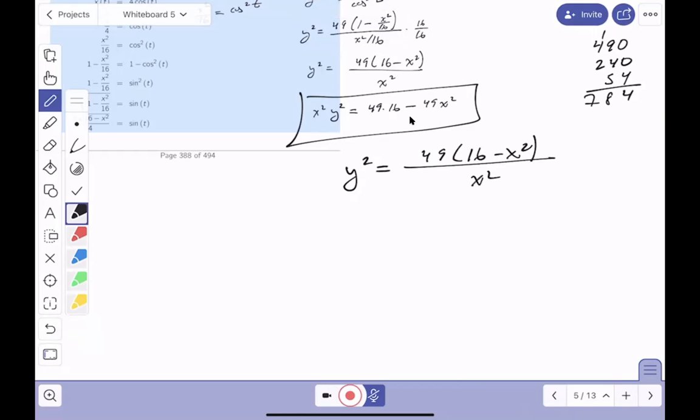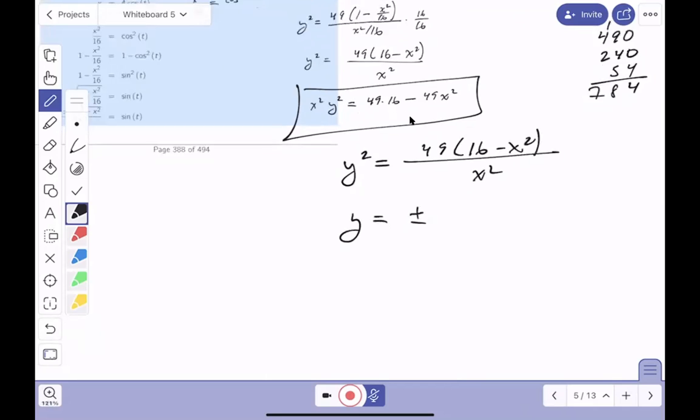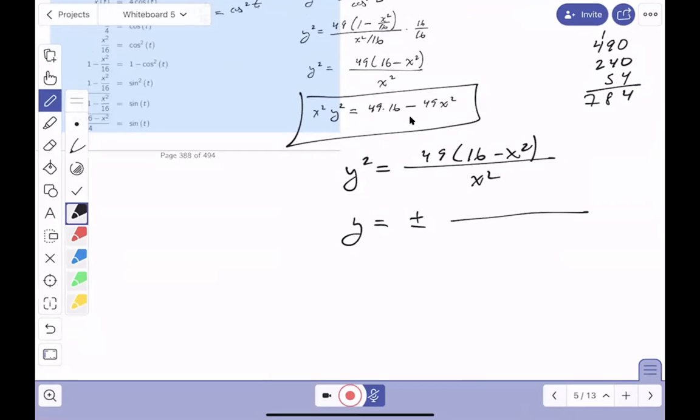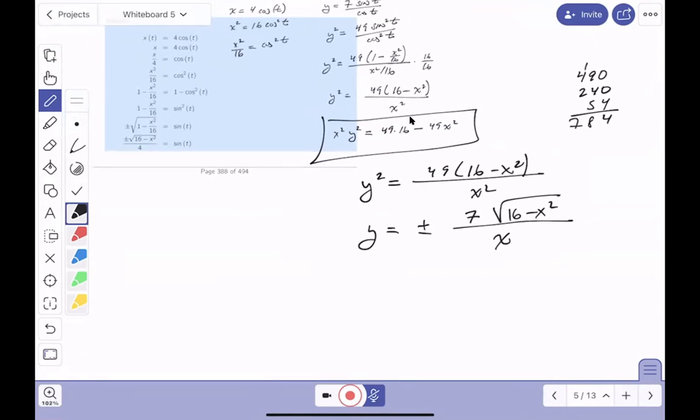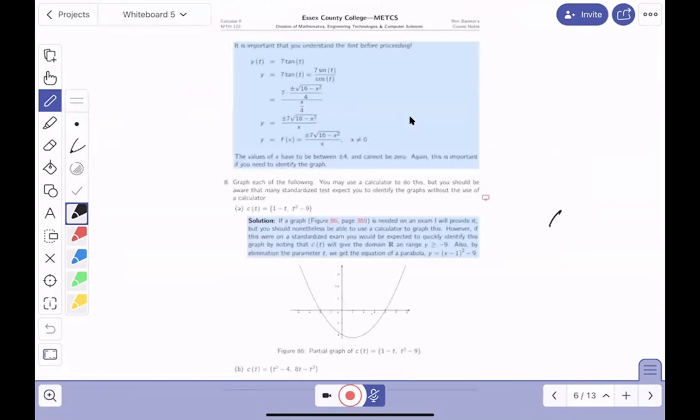x squared here. And then you use square root rules. What do you get? y equals plus or minus the square root of that, which isn't so bad. The square root of 49 is 7. And then I get the root of 16 minus x squared. And the square root of x squared, if you want to put the absolute value, you can, but x. All right. So let's take a look. I'm going to go to the next page. And I got it right here. All right, got the answer.